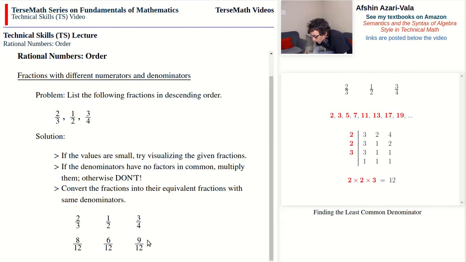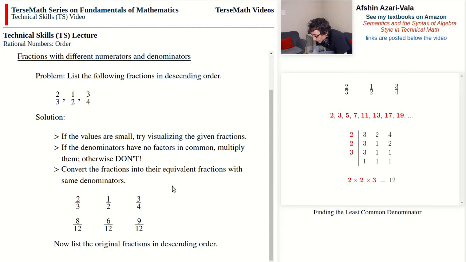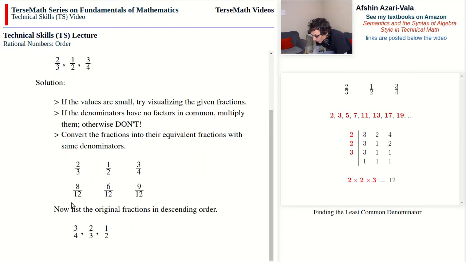That would be 9/12. Now keep in mind that you need to arrange your original fractions in descending order, and therefore 9/12 corresponds to 3/4. That one will appear first, followed by 8/12, which is 2/3. That one appears next, followed by 6/12, which is 1/2. That's the smallest, and that one is last.